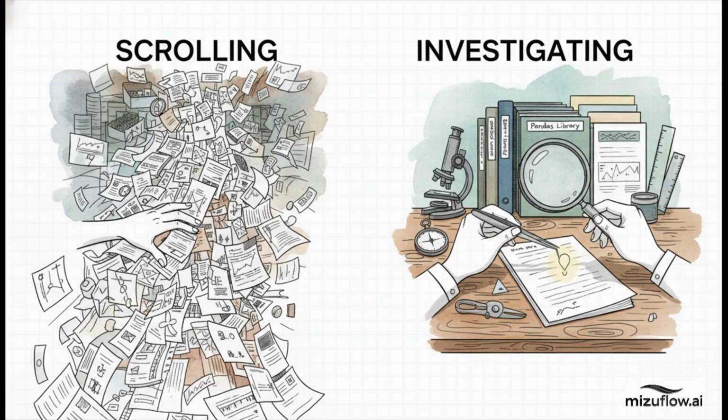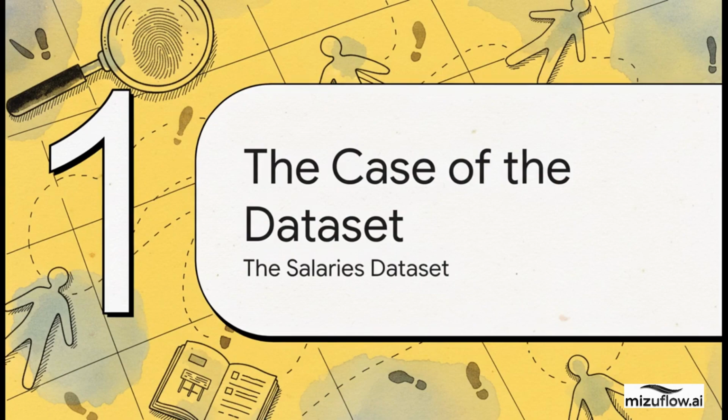So forget manual searching. We're about to learn the forensic techniques of data analysis using the Pandas library. Our case file for this investigation is the academic salaries dataset. It's got 397 rows, which we'll call our suspects, and a bunch of columns with info like their rank, sex, and of course, salary. This is our crime scene, and every single data point is a potential clue.